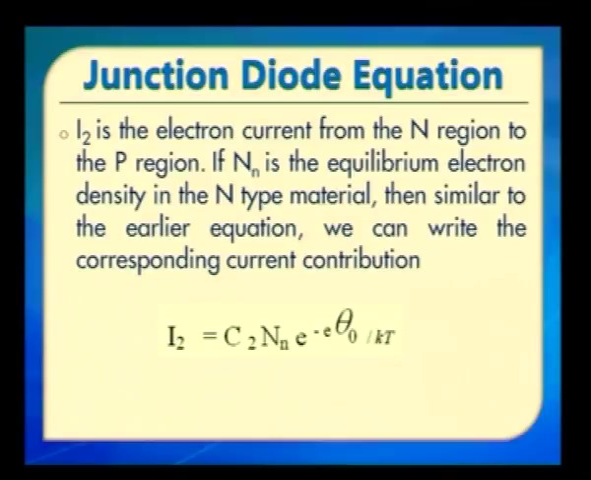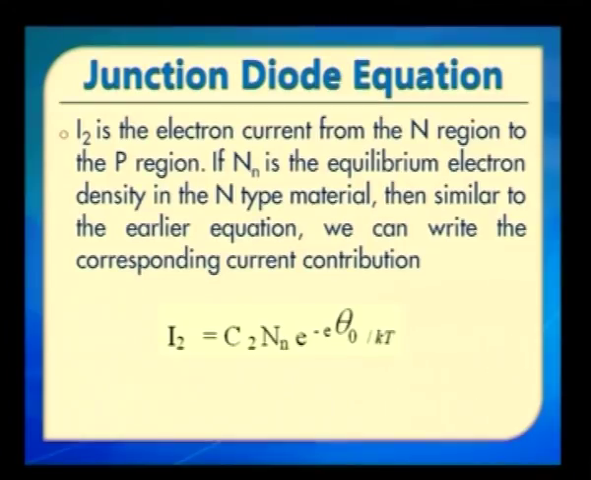Similar is the case for I2. I told you what is I2: the majority carriers on the N side are electrons. So, the majority carriers on the N side will try to go to the P side. So, this is the majority carrier current I2, which tries to flow from the N side to the P side. Therefore, I2 is the electron current from the N region to the P region.